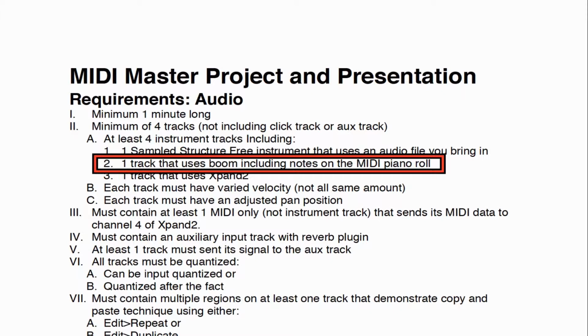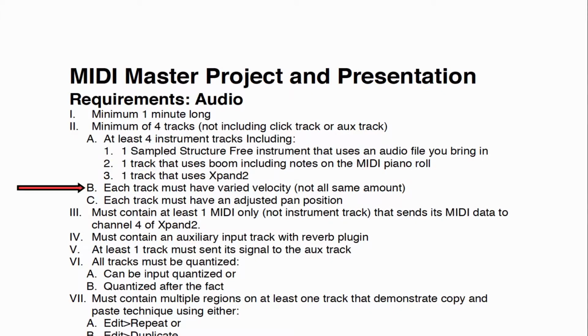Here on B, it says each track must have varied velocity. That means that the notes entered can't all be the same loudness. So it forces you to deal with editing the loudness of the instruments or just playing it in real time, which will automatically make it so that you have varied velocity.